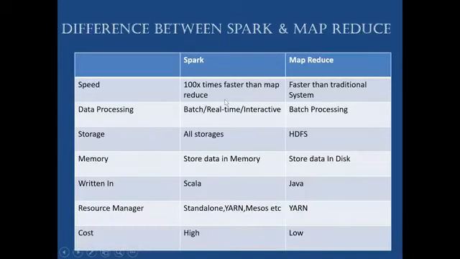Difference between Spark and MapReduce. See here, Spark is 100 times faster than MapReduce, faster than traditional systems. Data processing: Spark does batch, real-time, and interactive processing. Storage: Spark can connect to any storage, but MapReduce only HDFS. Memory: Spark stores data in memory and on disk, while MapReduce stores data on disk. Spark is written in Scala, MapReduce is written in Java. Resource managers: Spark has standalone, YARN, Mesos, and others, but MapReduce has only YARN. Cost: Spark is costlier than MapReduce because Spark uses memory. Memory is costlier than hard disk, right? So that's why Spark is costly.